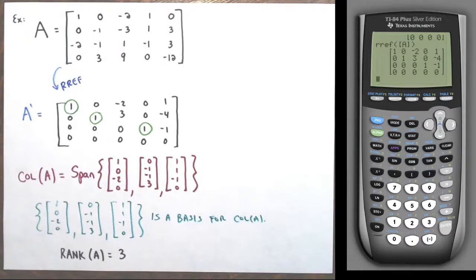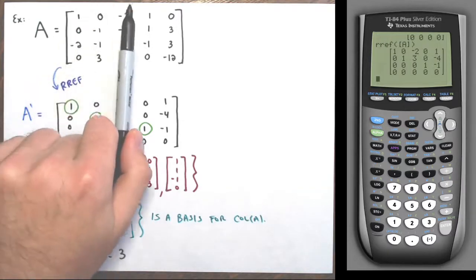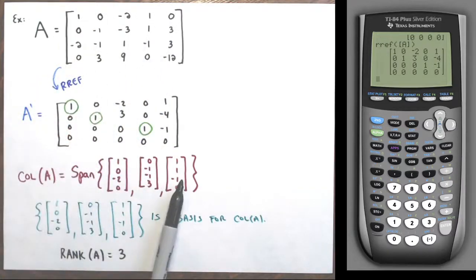I wrote the column space out where it's all linear combinations of these 3, which are linearly independent. Great. So that means any linear combination of these 5 can be written as a linear combination of these 3.